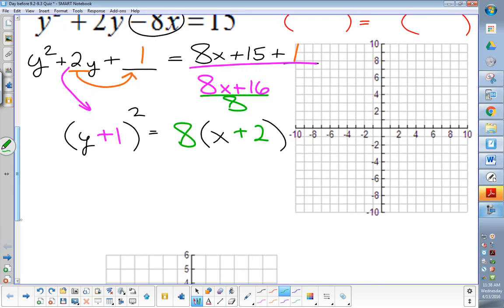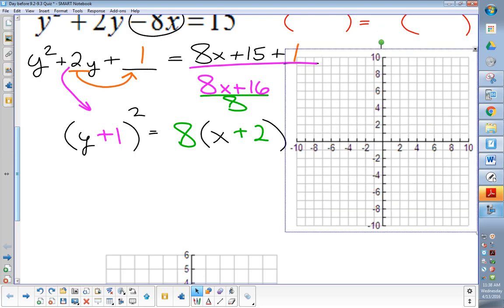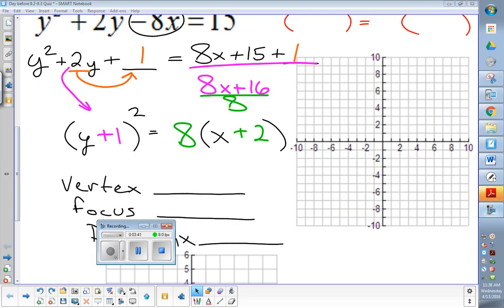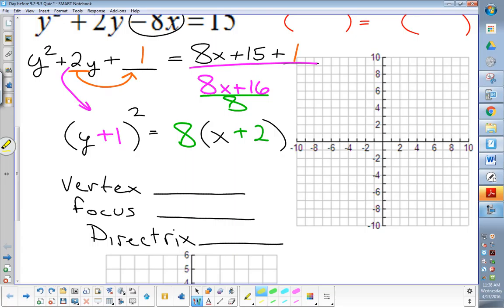Everybody good to that point? Now we're going to graph this thing. So making sure we know how to graph it. So I want to be careful when I graph this thing. I'm looking at this equation right here. This is what I'm trying to graph.